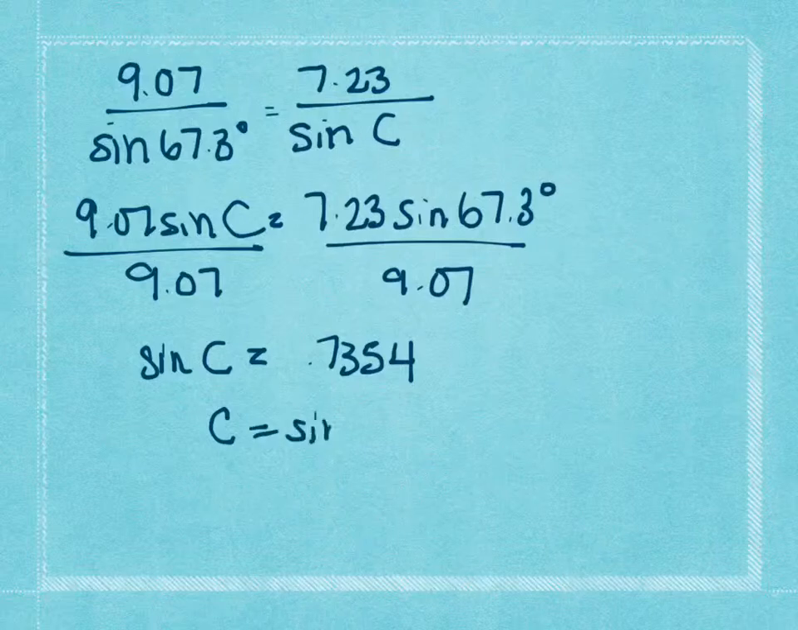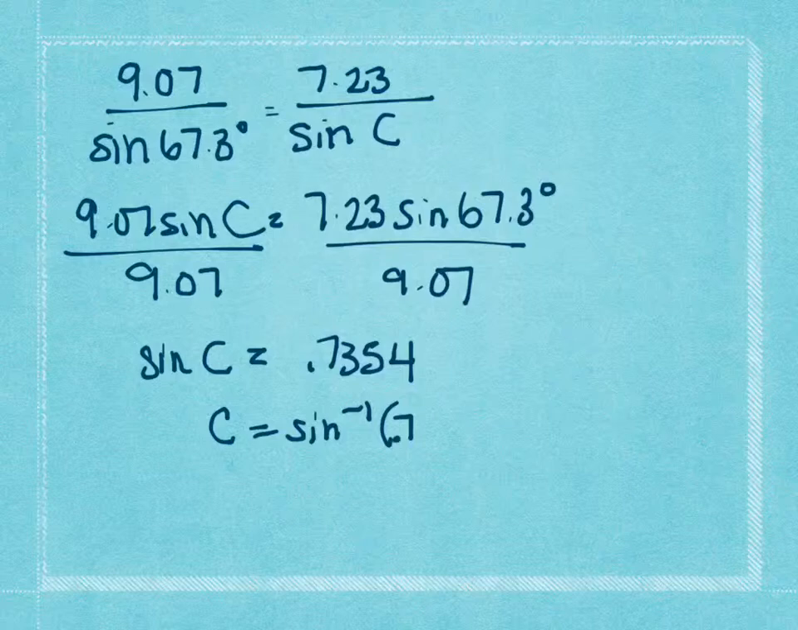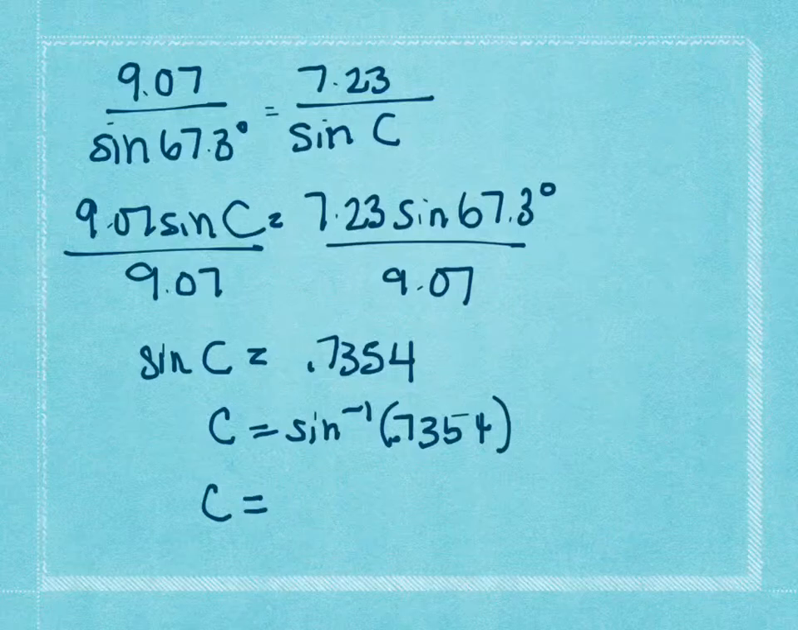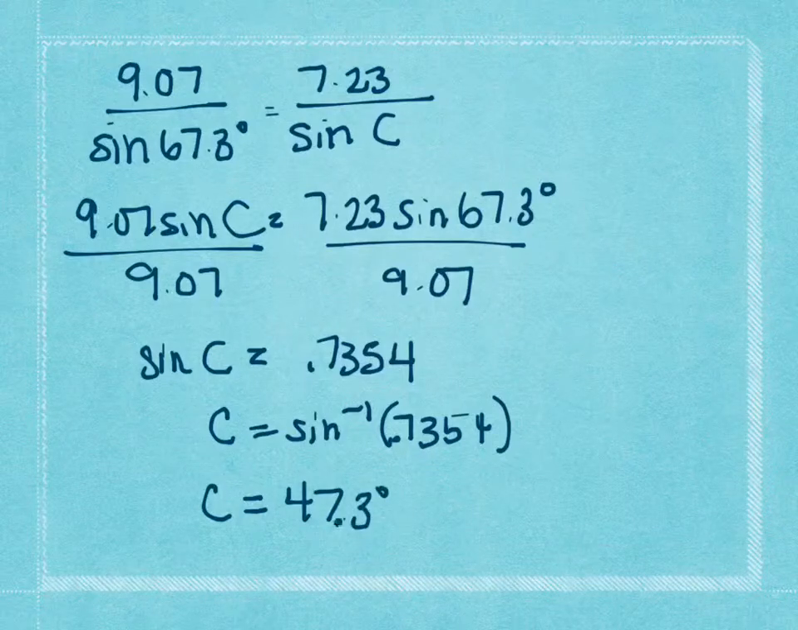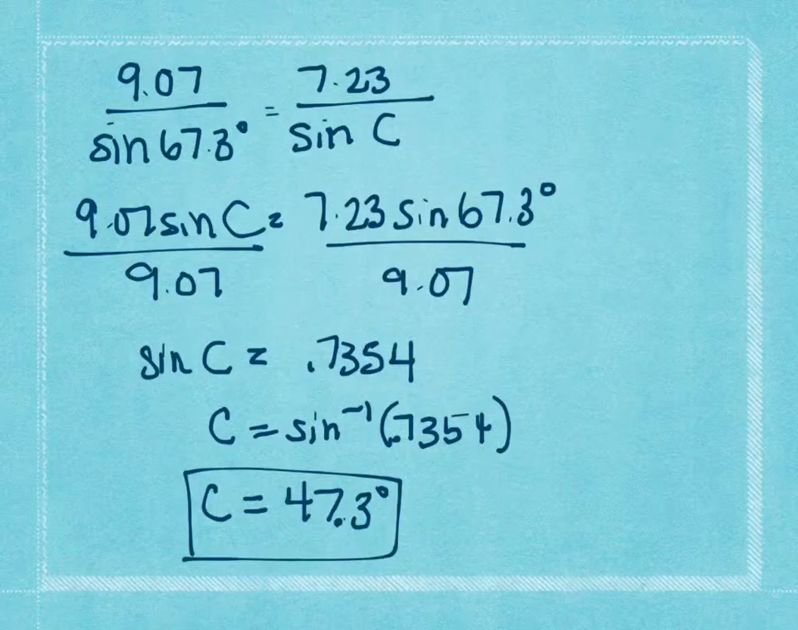So we do inverse sine of 0.7354, and I will get an angle measure of what? 47.3. And of course we are using 1 decimal because this is an angle measure in degrees. We talked about that before. 47.3 degrees. Piece number 2.